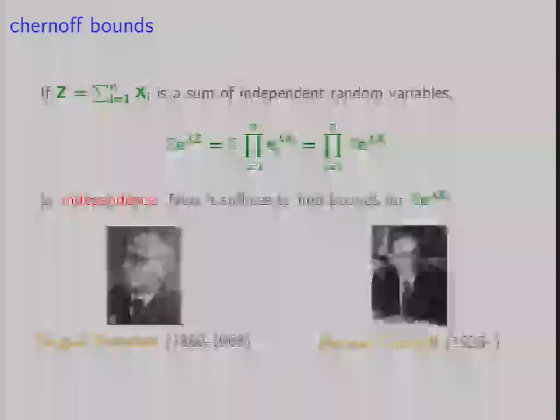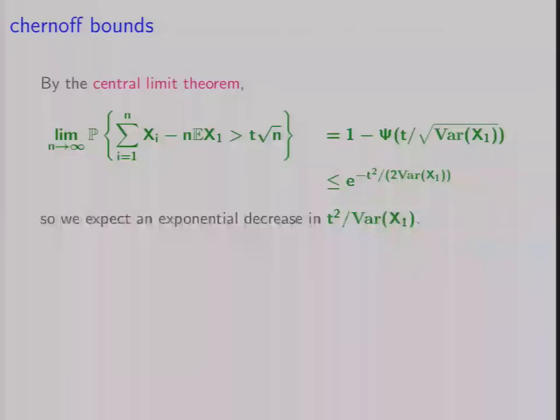The central limit theorem tells us it's asymptotic, but in a very specific way. It says that if I look at deviations of the order of square root of n, and now take the limit, then this will converge to this. But if I want to look at deviations of the order of n, then the story changes. Then this guy doesn't tell me anything. It just says that it goes to zero, but it's useless.